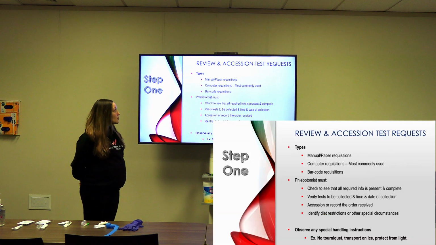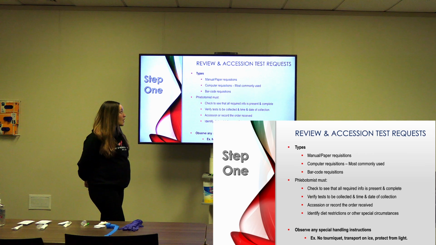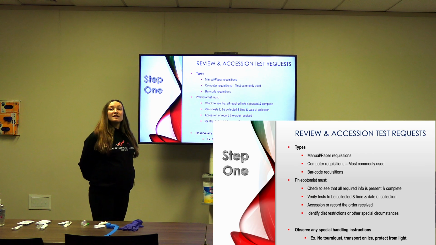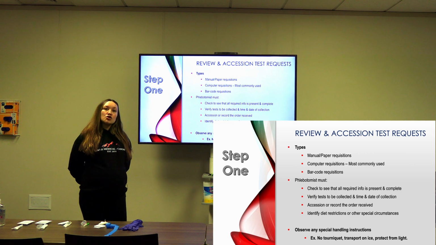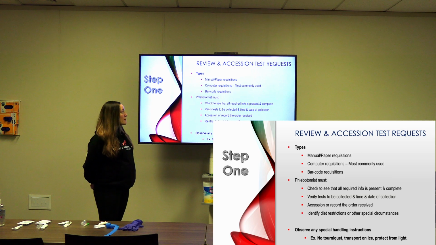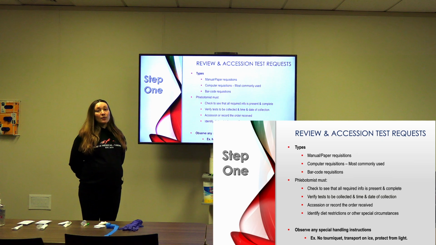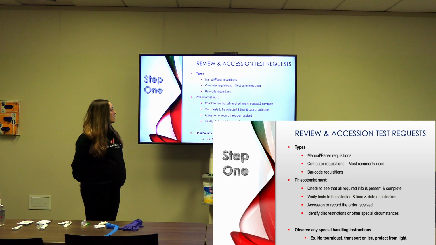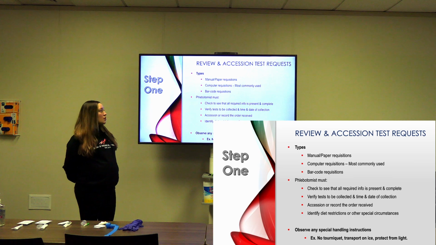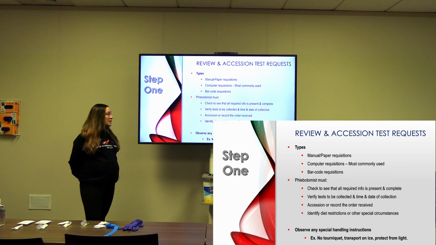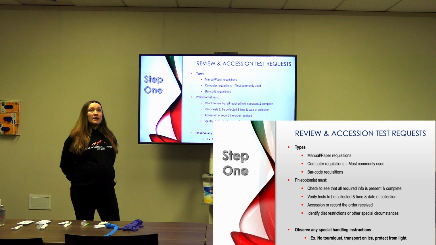Step 1, reviewing and accessioning your test requests. There are different types of test requests. Most of the time they're electronic, but we do sometimes see manual or paper requisitions, computer requisitions, and barcode requisitions. The phlebotomist must check to see that all required info is present and complete, verify tests to be collected and the time and date of collection.